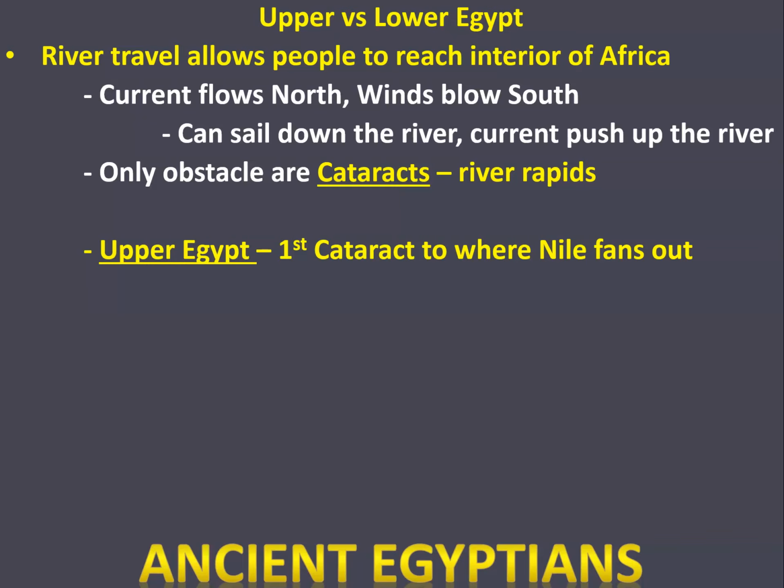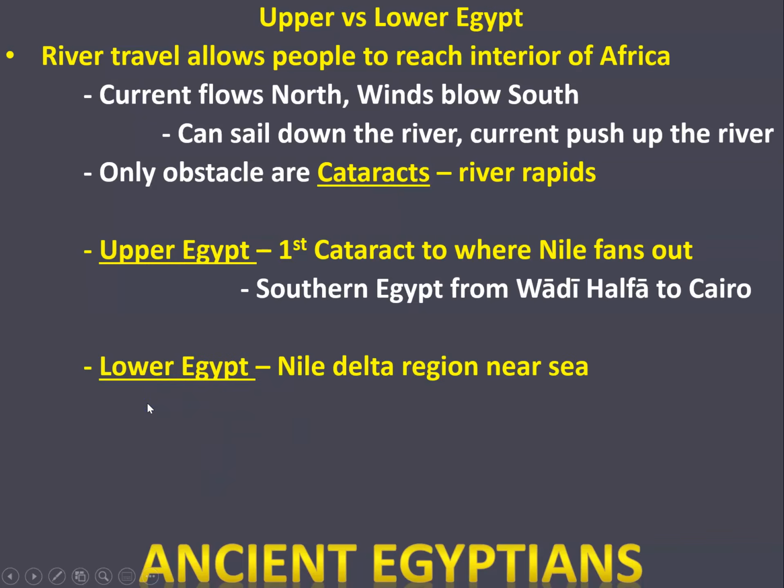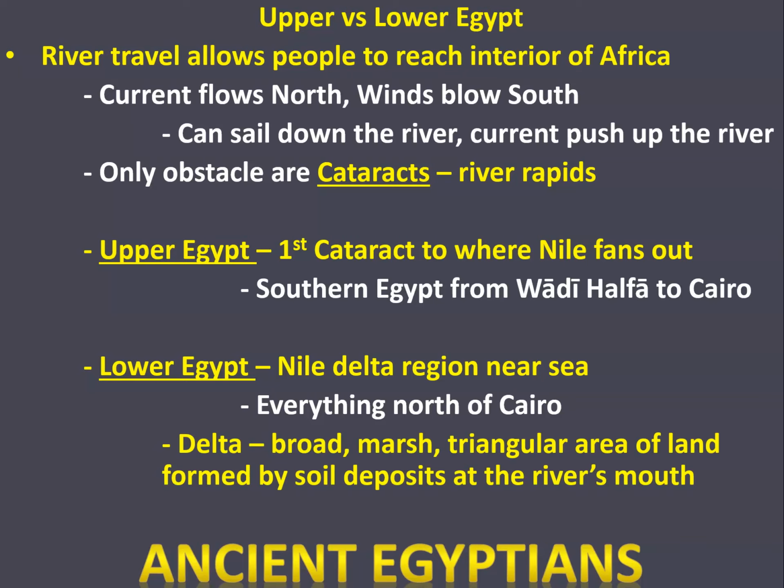And so that's going to be in the south, whereas Lower Egypt is going to be closer to the Mediterranean Sea. At sea level, it's going to be lower down, where the Nile River goes. And so this is in the Nile Delta region near the sea. So again, Upper Egypt is in southern Egypt from Wadi Haifa all the way up to Cairo, kind of where the Great Pyramids are. Whereas Lower Egypt is pretty much everything north of Cairo. It's the Delta region of Egypt.